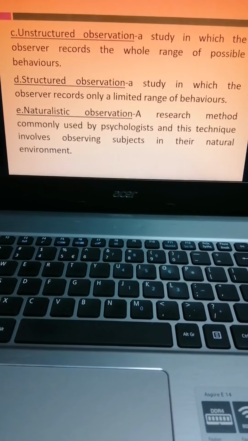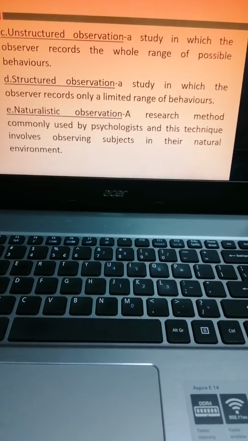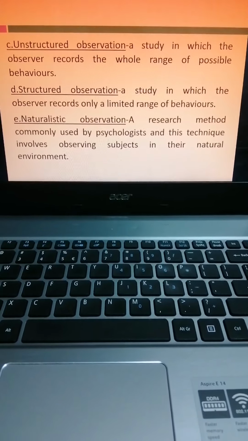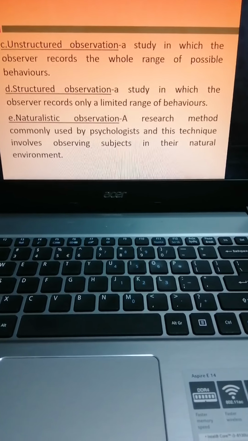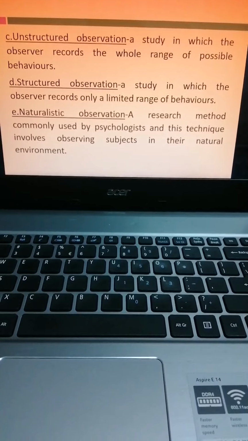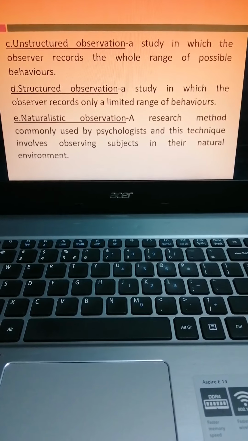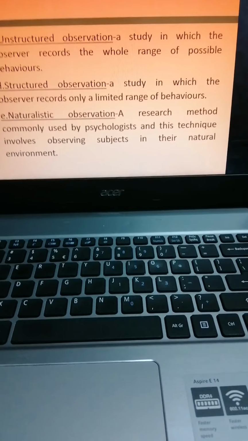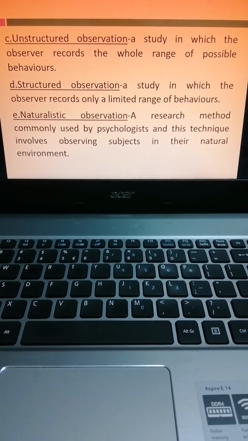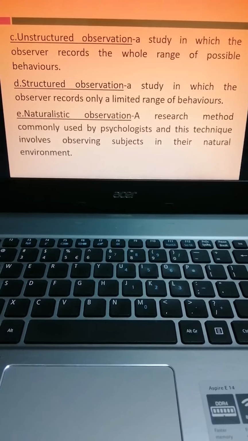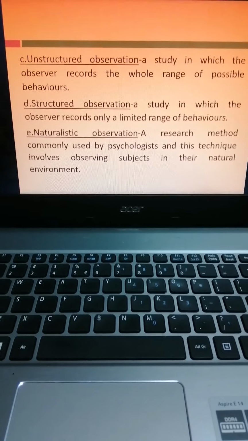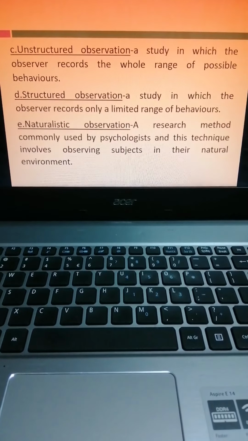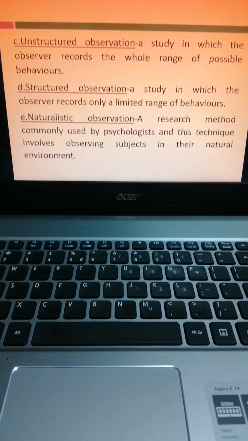Yeah, and the next one is structured observation. This is totally the opposite of unstructured observation. Here, structured observation is a study in which the observer records only a limited range of behavior. So there is a predetermined checklist of behaviors of what they want to observe.